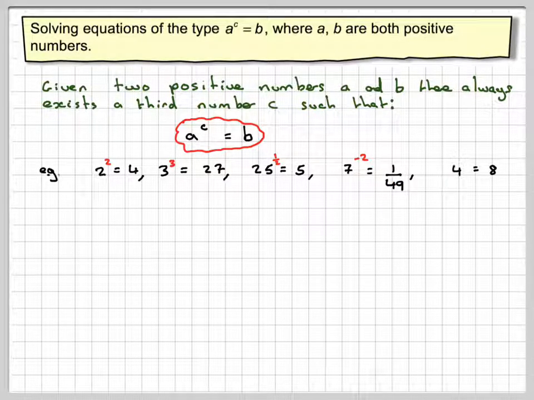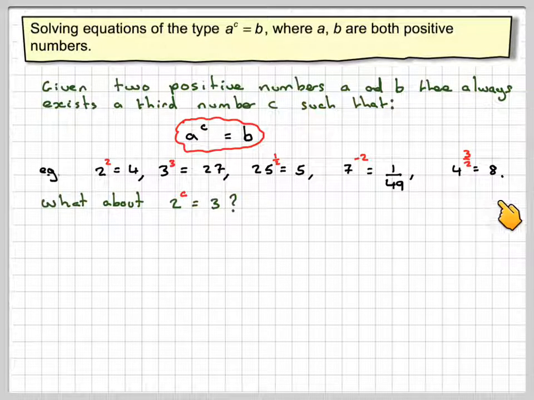What about this one? 4 and 8. A little bit more difficult, but if you take the square root of 4, which is taking it to the power of a half, and then raise it to the power of 3, you'll get 8. These are quite straightforward. What about 2 to the c is equal to 3? That's a bit more difficult. We could use trial and improvement, or trial and error, to find the value of c, but it would be better to come up with a better method.